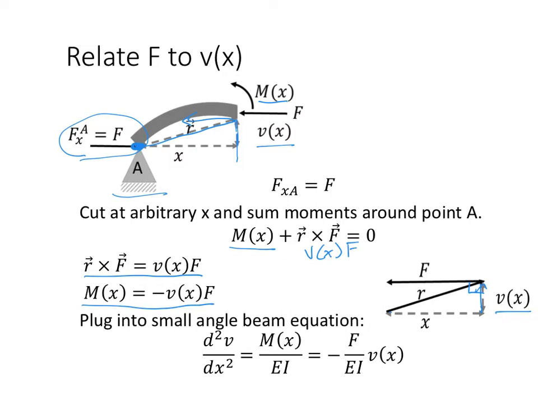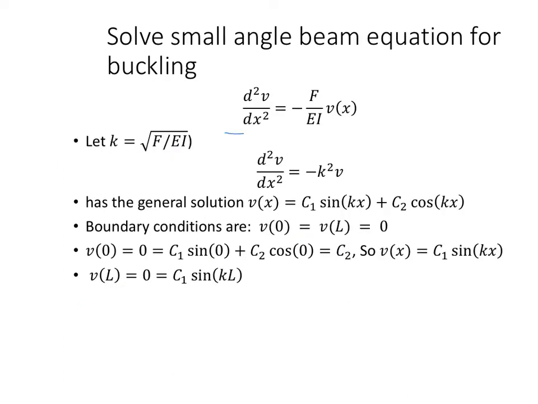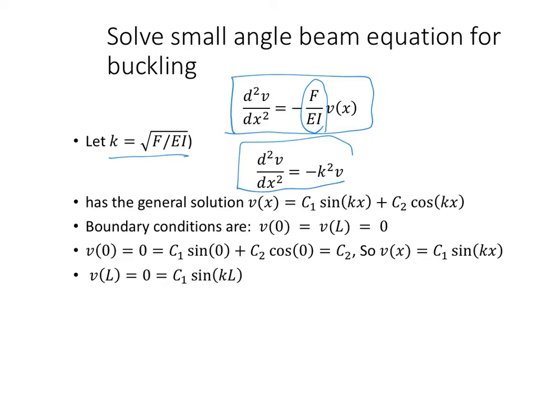If we plug this into the small angle beam equation, we have that the second derivative of the deflection is the moment divided by the flexural rigidity, or minus F over EI times the deflection. So our next job is to solve this small angle beam equation for buckling. To do this, we'll let k equal the square root of F over EI, this prefactor here, which will turn this equation into the second derivative of the deflection is minus k squared times the deflection.